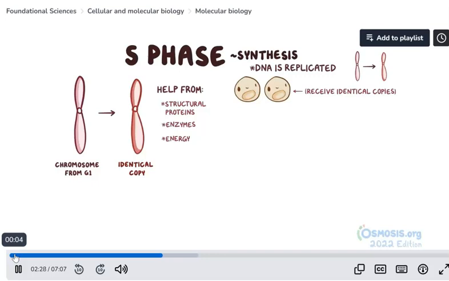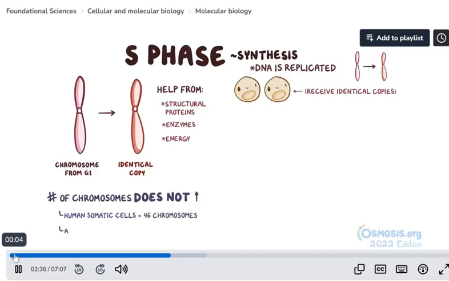Now, just to be clear, this doesn't mean that the number of chromosomes increases. Human somatic cells have 46 chromosomes throughout the cell cycle. The amount of DNA they have, though, and in turn their aspect, changes throughout the cell cycle.